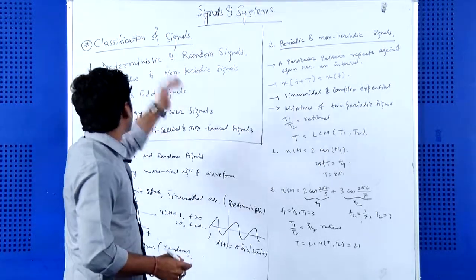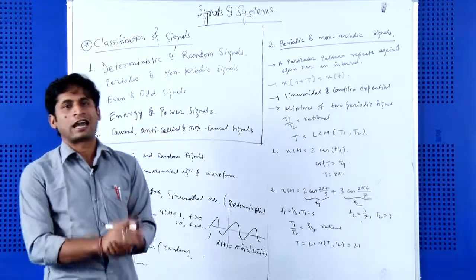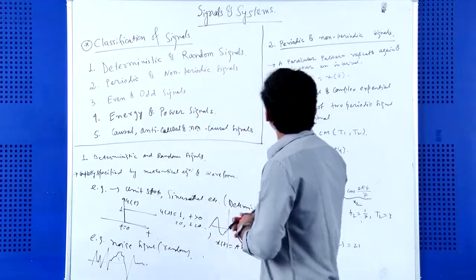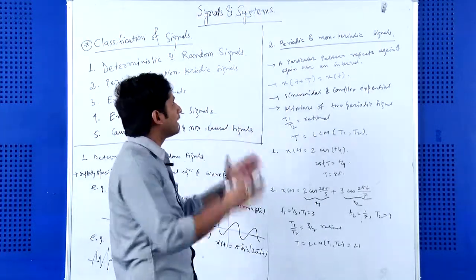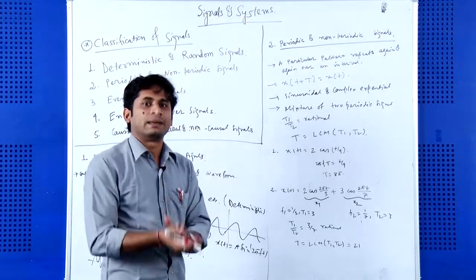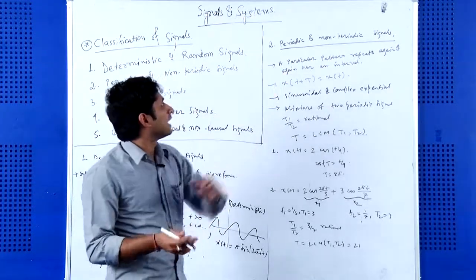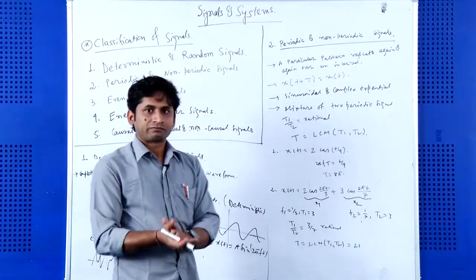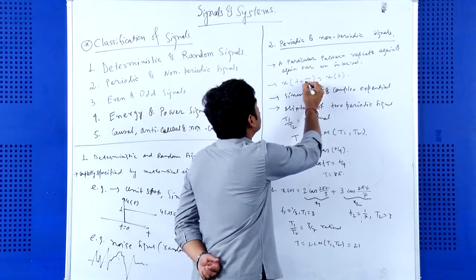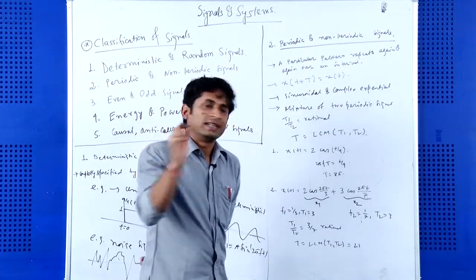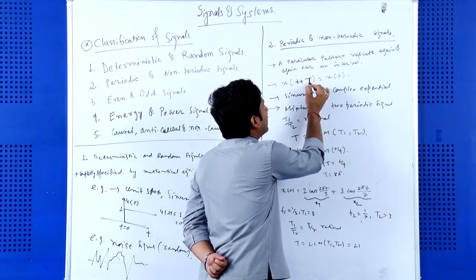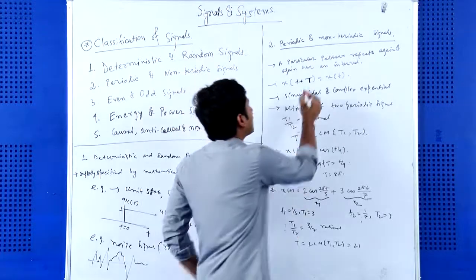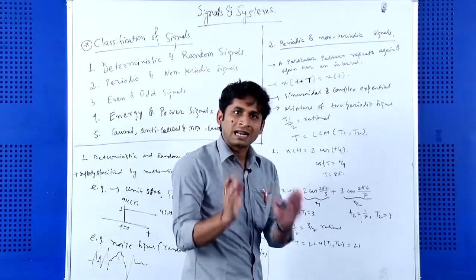Now I will be talking about the second one, that is periodic and non-periodic signal, or periodic and aperiodic signal. A periodic signal is a signal for which a particular pattern of the signal repeats over a particular time interval. In this case, if x(t) is the signal which is periodic, then x(t plus T) is equal to x(t), that is, it repeats itself in that particular interval, where capital T is known as the fundamental time period.